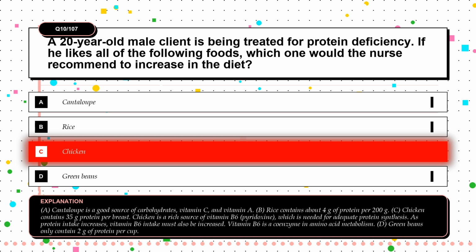Chicken is a rich source of vitamin B6 pyridoxine, which is needed for adequate protein synthesis. As protein intake increases, vitamin B6 intake must also be increased. Vitamin B6 is a coenzyme in amino acid metabolism. D. Green beans only contain 2 g of protein per cup.